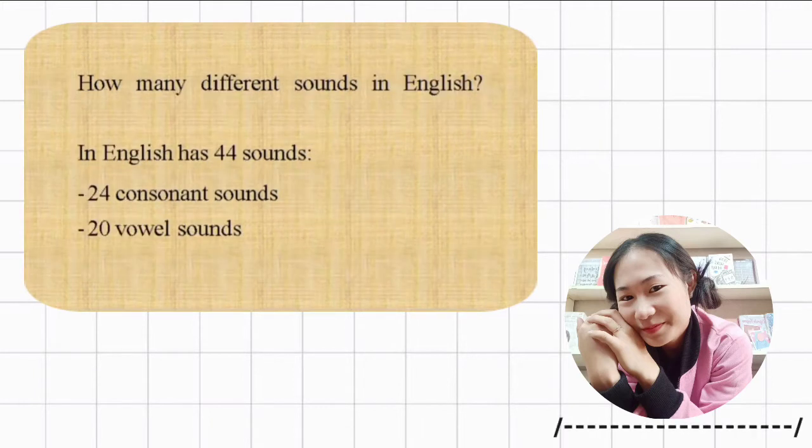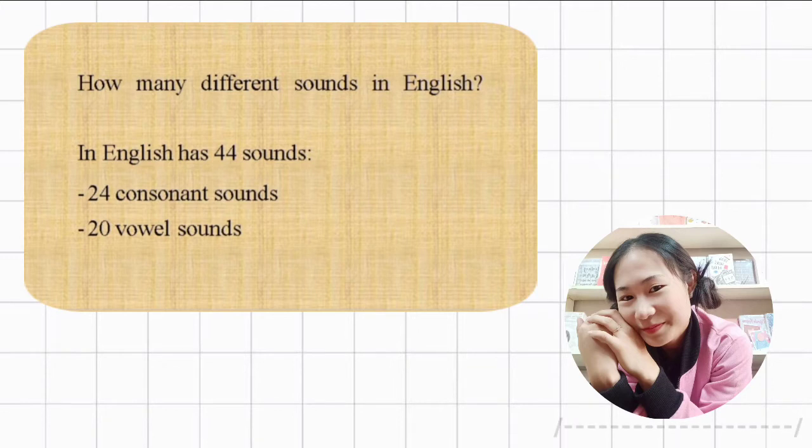How many different sounds are there in English? English has 44 sounds: 24 consonant sounds and 20 vowel sounds, which include short vowels, long vowels, diphthongs, and triphthongs. So, there are a total of 44 phonemes in the English language.